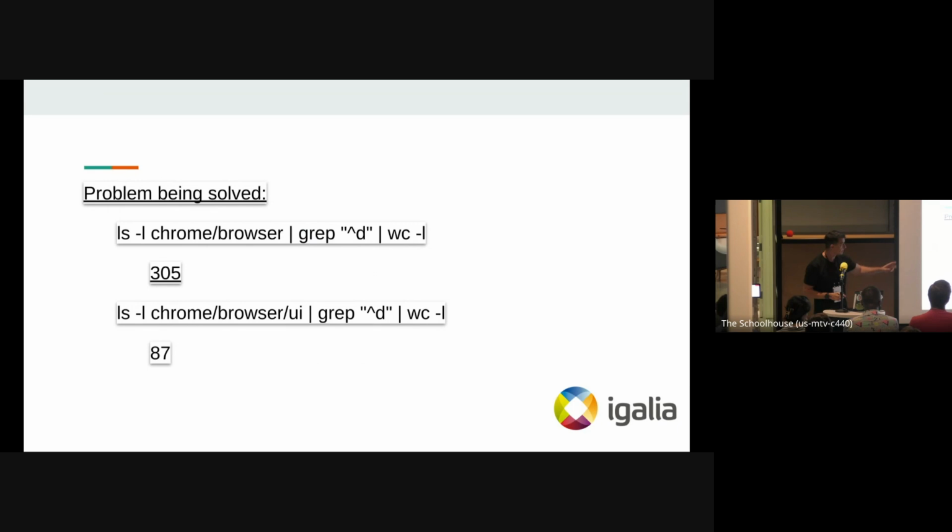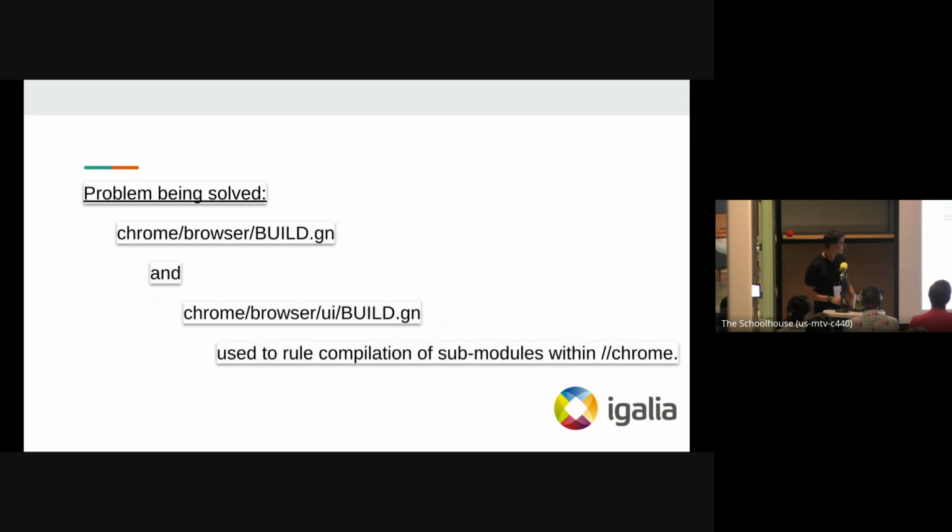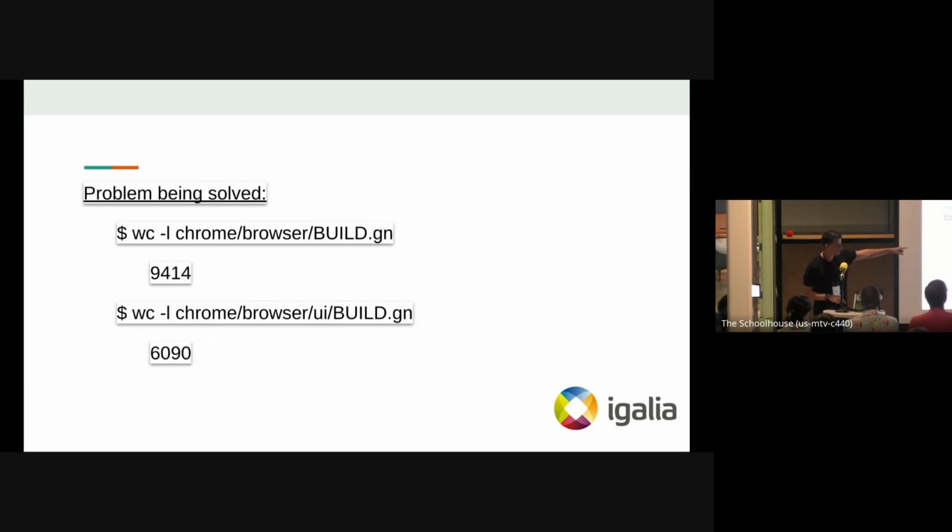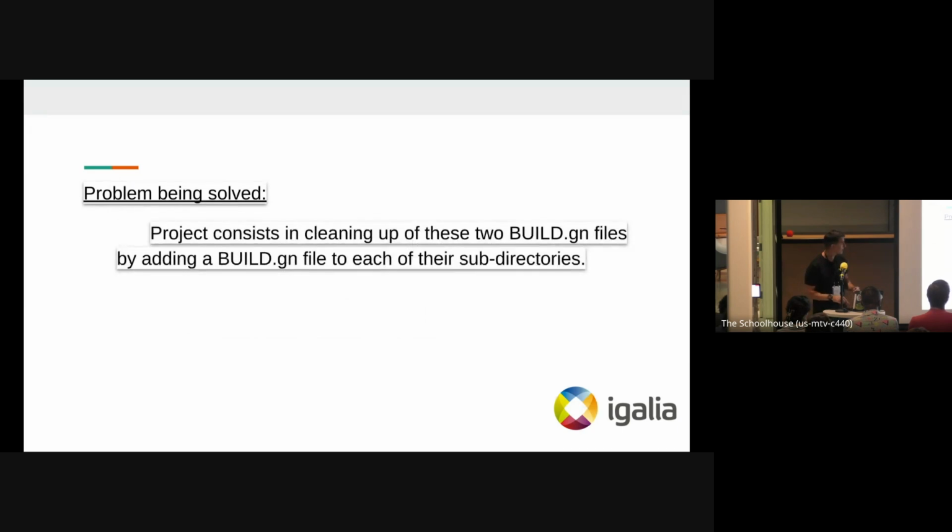What do we have today? Talking about two particular directories, chrome/browser and chrome/browser/ui. The first has 300 more or less directories, so 300 sub-features, and the other one has 87 subdirectories, so about 87 features, right? If we look at the BUILD.gn files of each of them, they are actually huge, and they rule the compilation of all those modules. So basically, we're talking about 9,000 lines for one and 6,000 lines for the other, and that definitely goes against the modularity principle.